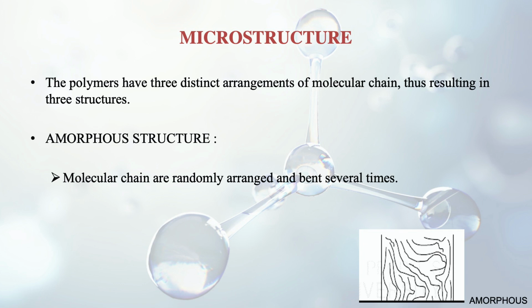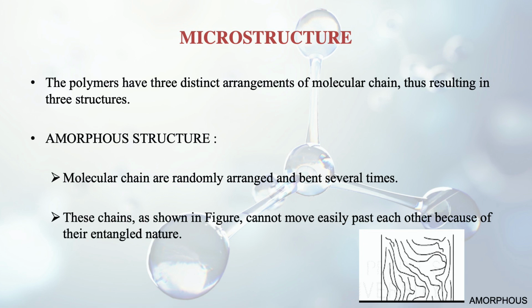They have different kinds of configurations, and these chains, as you can see in the figure, cannot move easily past each other because of their entangled nature. If you view any of the chains, some are entangled in one way, some other fibers are entangled in a different way, but they are very compact. That is why, because they cannot move very easily against each other, they are called amorphous type.